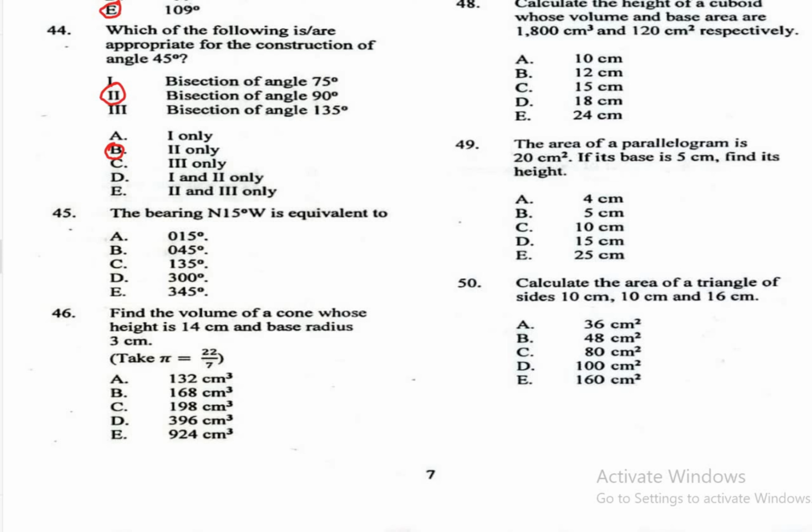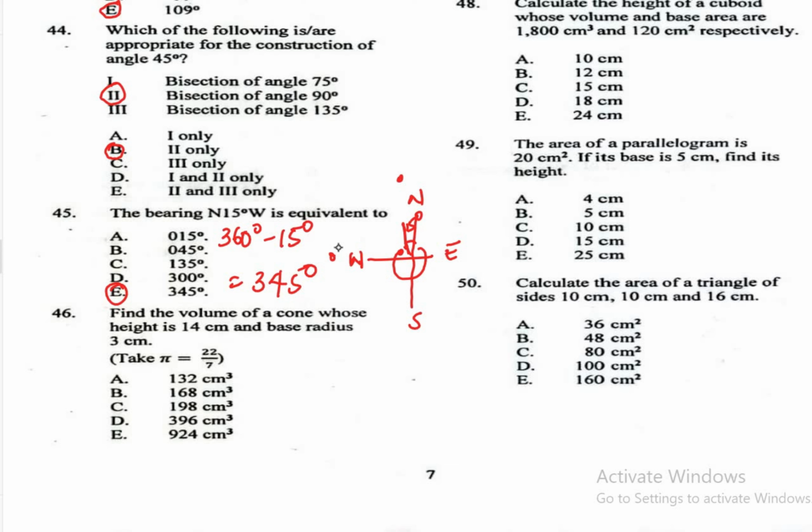So let's draw our coordinates. We have the north, the east, south, and west. Look at northwest. If this is 15 degrees, they're asking you the bearing is equivalent to what? What is this distance from here to here? Complete rotation is 360 degrees. You just do 360 degrees minus 15 degrees. Your answer is 345 degrees, which is option E.